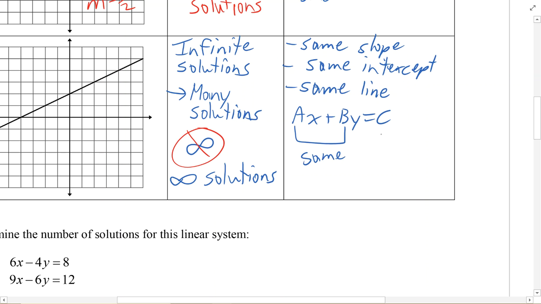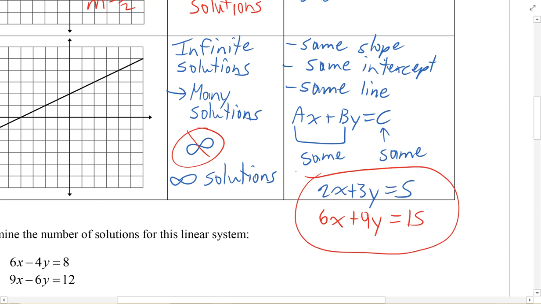So A and B would be the same, and your C value would also be the same. What we would do would be something like this. One line would be 2x plus 3y equals 5, and the next line would be something like 6x plus 9y equals 15, right? So if you have that, they look different, and I can even make it even harder by using fractions, but they're the exact same line. One was just multiplied by 3, okay? So you got to be careful of that.